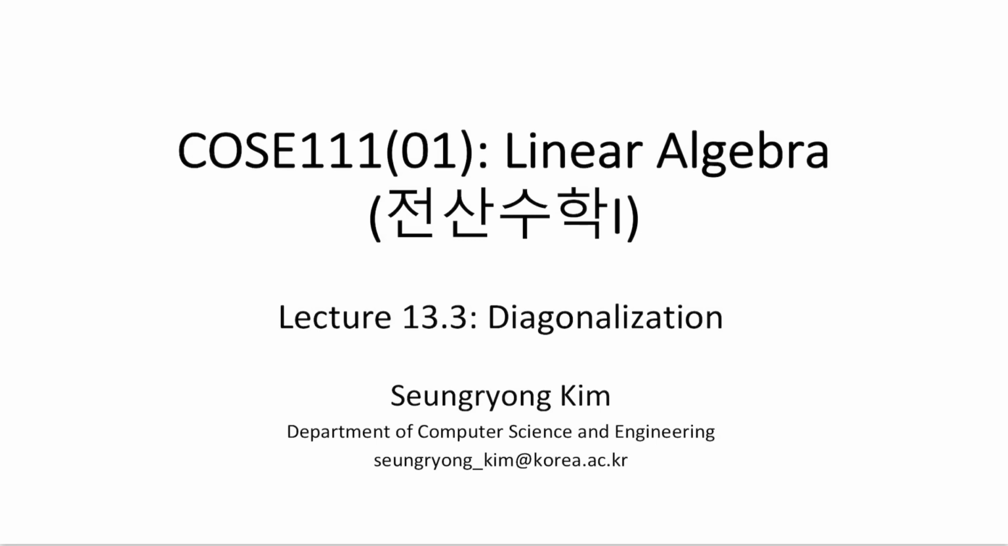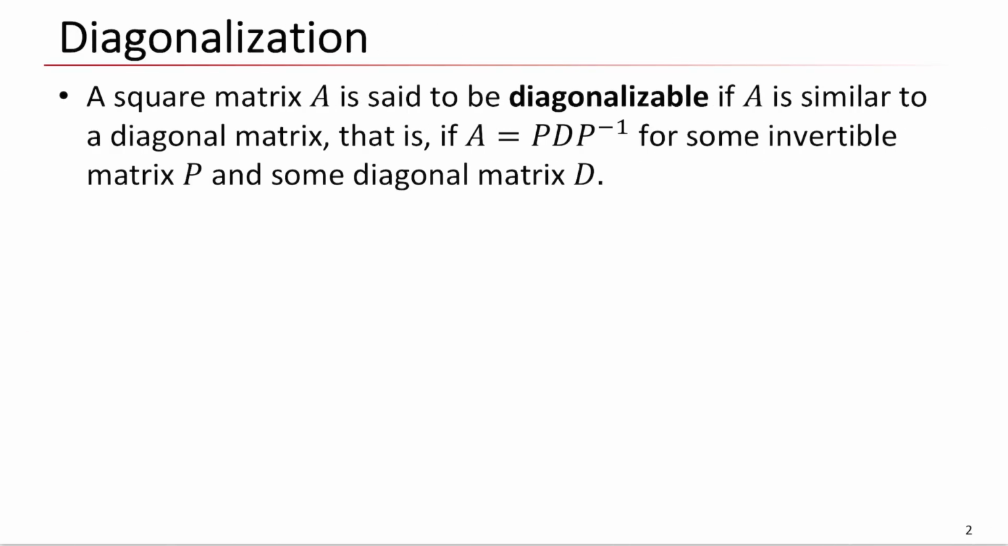Okay, let's start the diagonalization of the matrix. This is section 5.3. From 5.1, 5.2, and 5.3, we've talked about eigenvalues and eigenvectors, right? In this section, we will talk about how to use the eigenvalues and eigenvectors to decompose an arbitrary matrix A. Okay, so let me start.